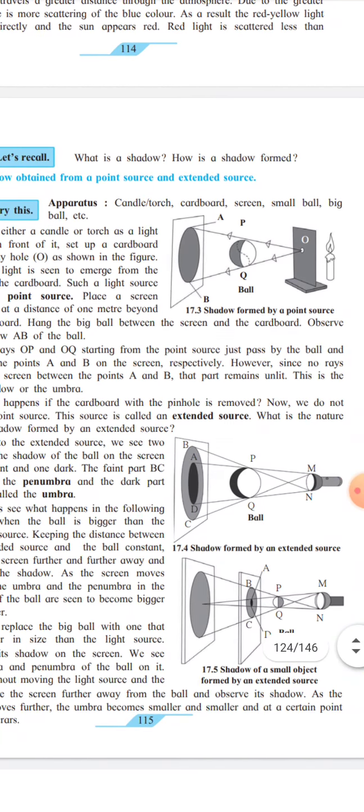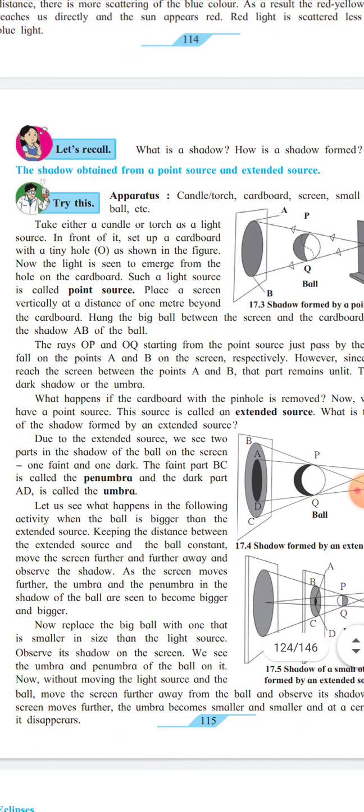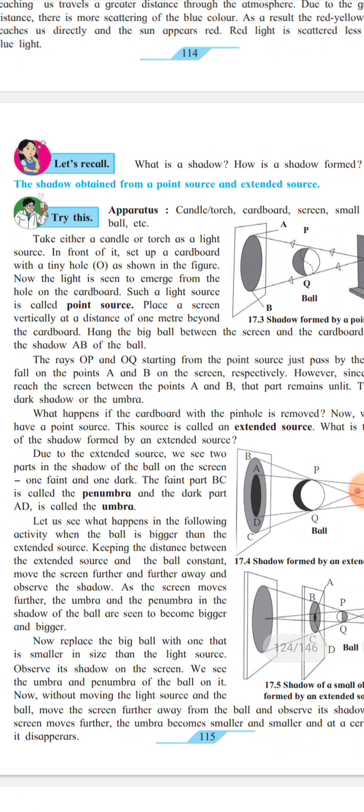Now, shadow formed by a point source. Here, see the diagram 17.3. Take either a candle or torch as a light source. In front of it, set up a cardboard with a tiny hole O as shown in this figure. Now light is seen to emerge from the hole on the cardboard. Such a light source is called a point source.